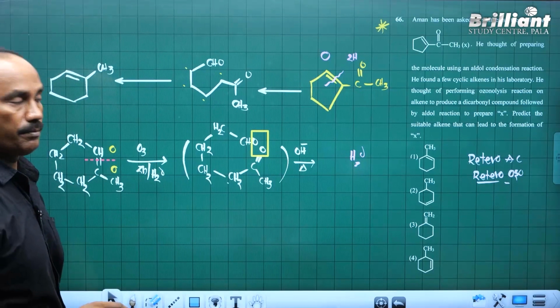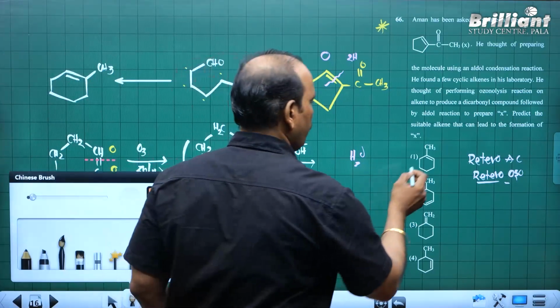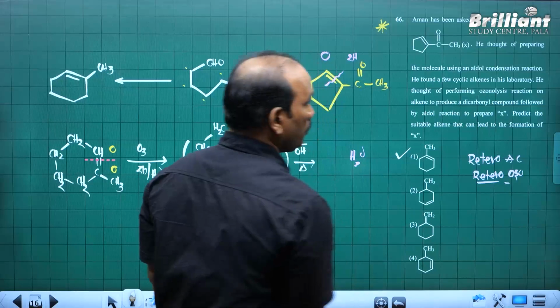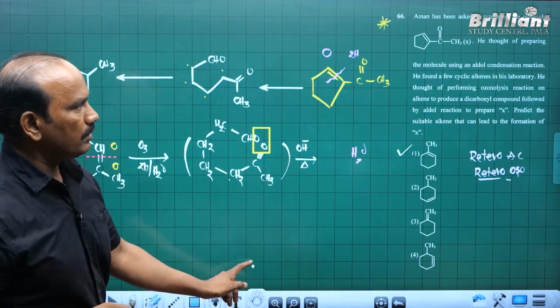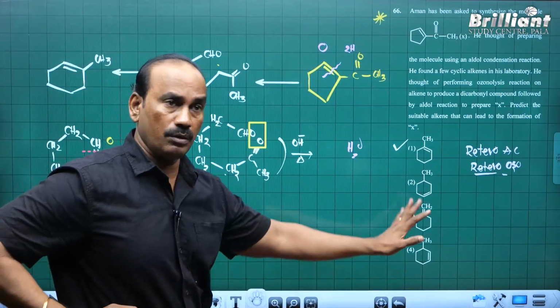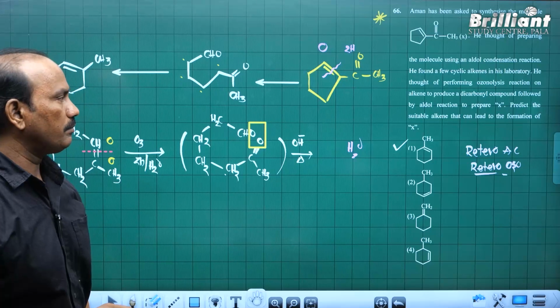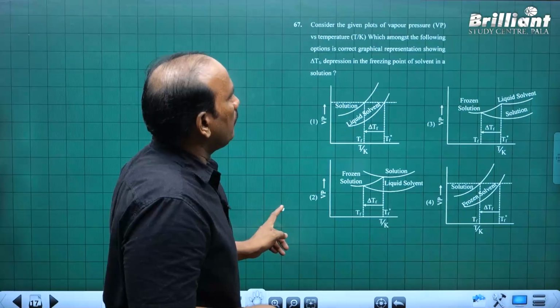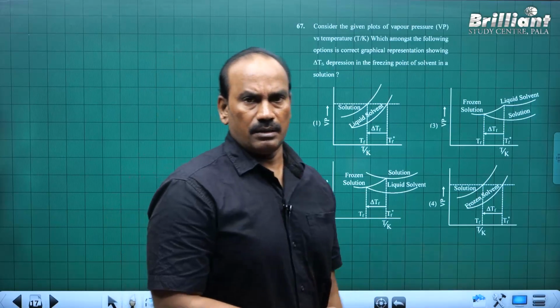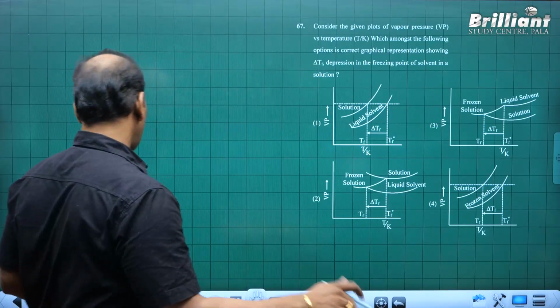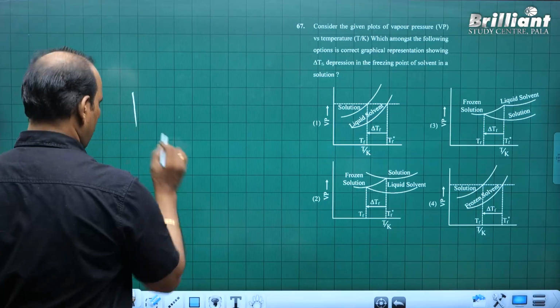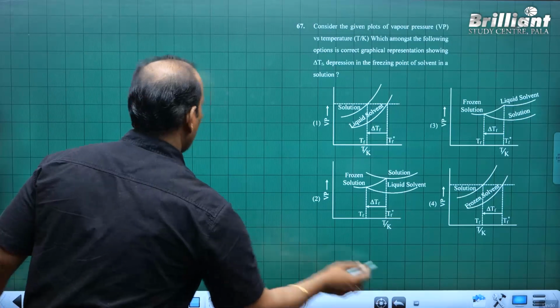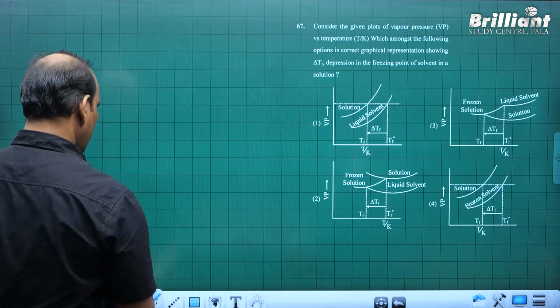Get that. Clear? So the option is this one. Either JEE Main or Advanced, this is one of the important models. Okay? Now, this is directly from NCERT. Have taken two samples.